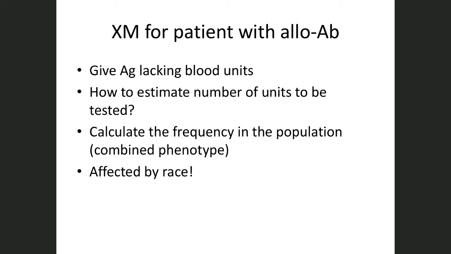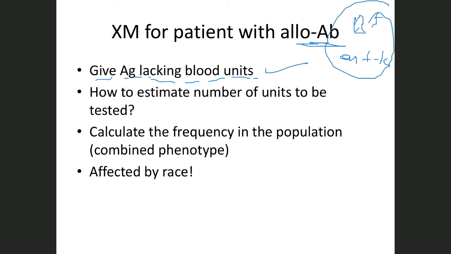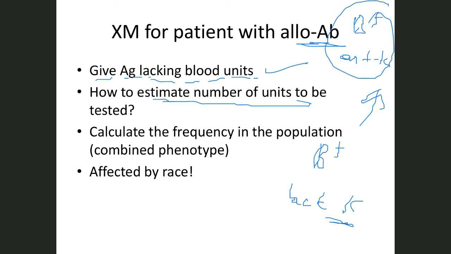Cross matching for patients with low antibody. Okay, let's go back to cross matching. Give antigen lacking red blood cells. We understand this point. So if the patient has anti-BK, for example, and he is B positive, we have to provide this particular patient with a B positive donor who also lacks the BK antigen. We will see now how we can estimate the number of units to be tested.